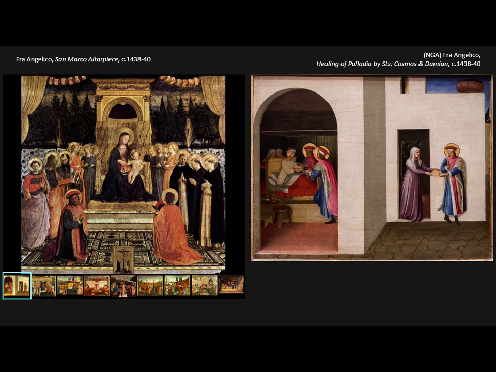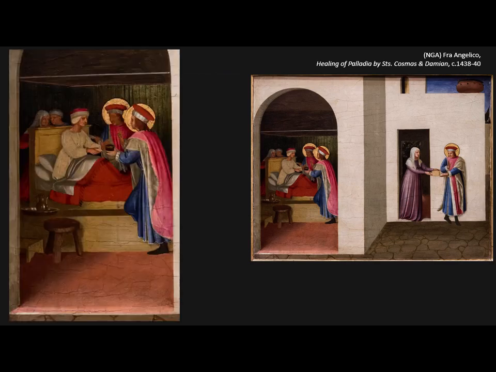Palladia is very sick. She's in the interior beneath the arch. And she's tried all sorts of different doctors, spent all of her money on different doctors. And so she comes to Cosmas and Damian finally, and they are able to miraculously heal her. I guess we could call this alternative health care if we wanted to. Notice in the interior the use of perspective, both for her bed and for the canopy above it, the curtains hanging around it, the solid figures with a good sense of anatomy kneeling on the side of the bed to heal her.